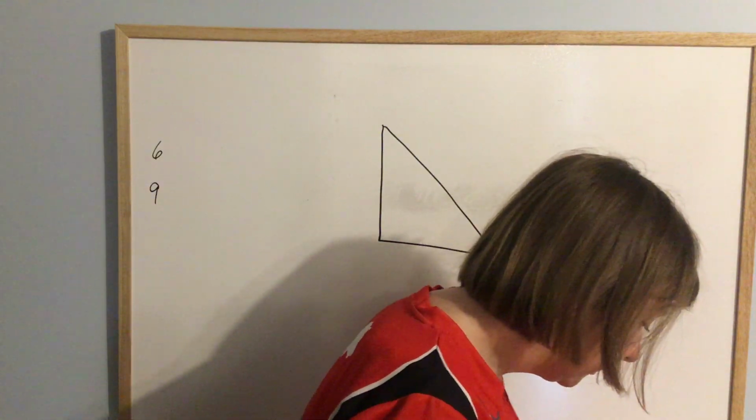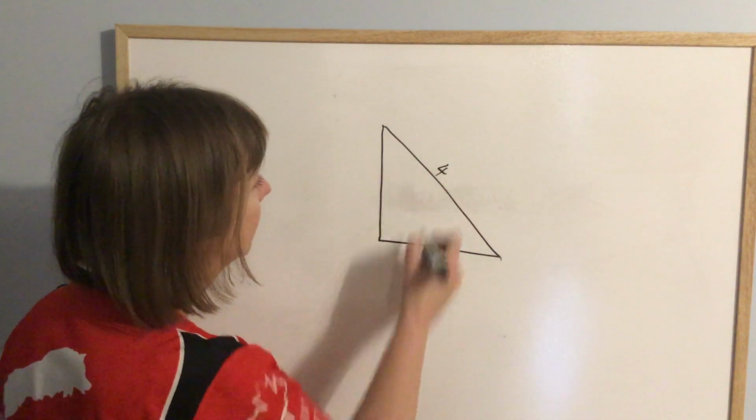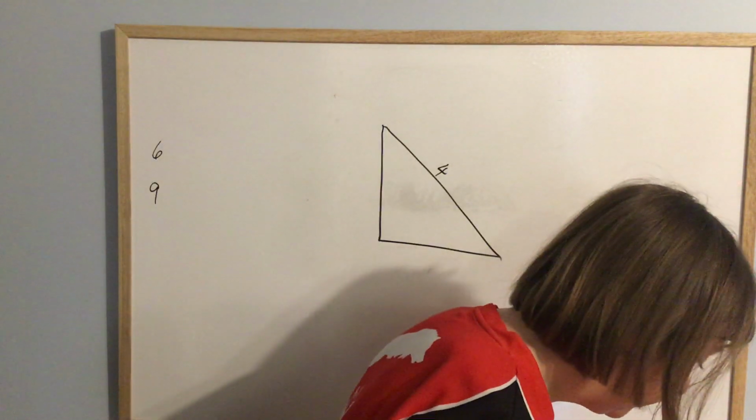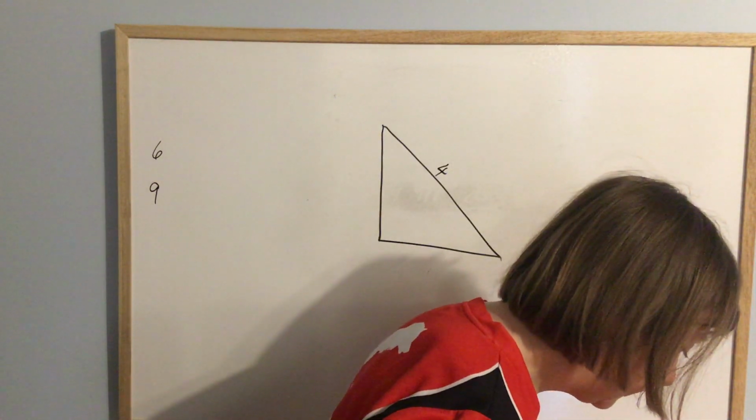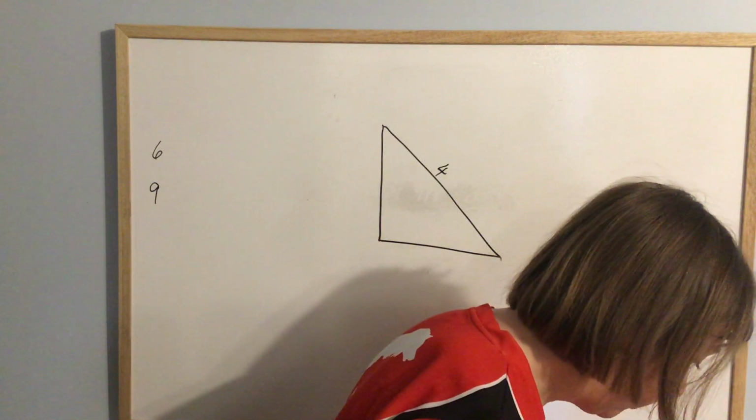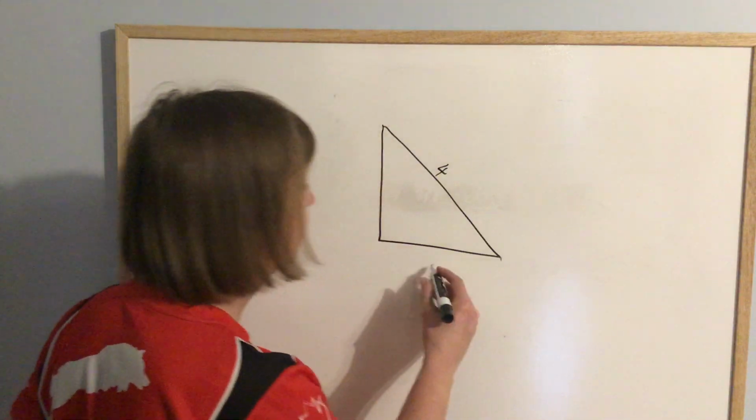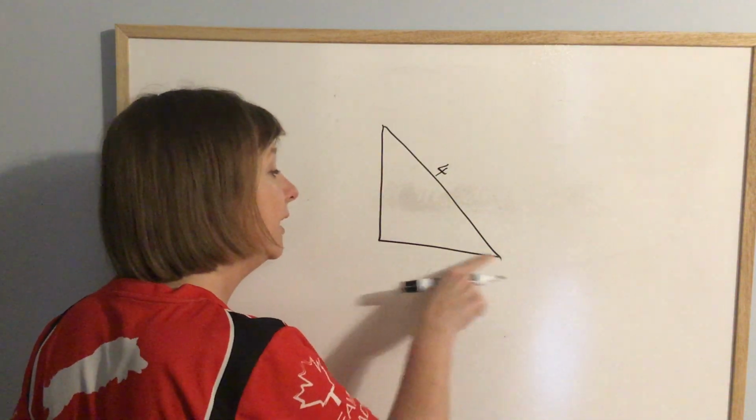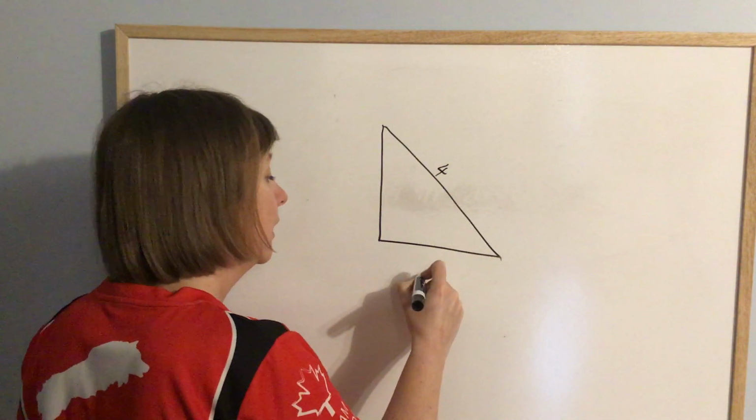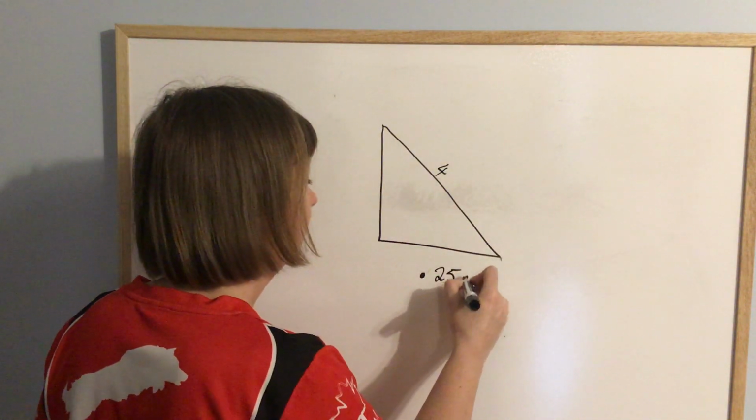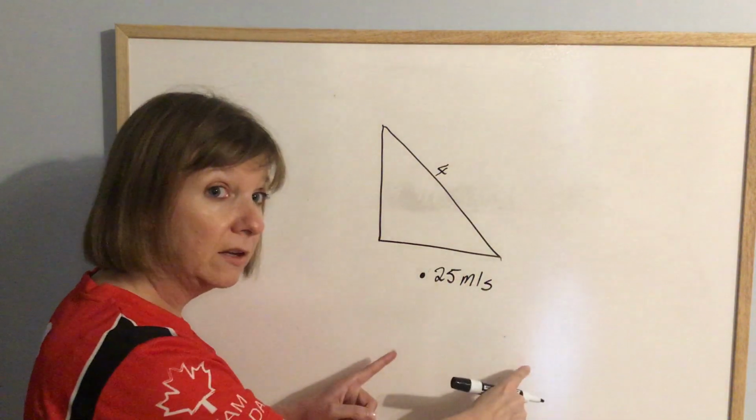The lumber is 4 meters long. That's the lumber, so it's 4 meters long. If the bottom of the lumber slides away from the wall at a rate of 0.25 meters per second, so it's sliding away from this wall at 0.25 meters per second. Now that's a rate.